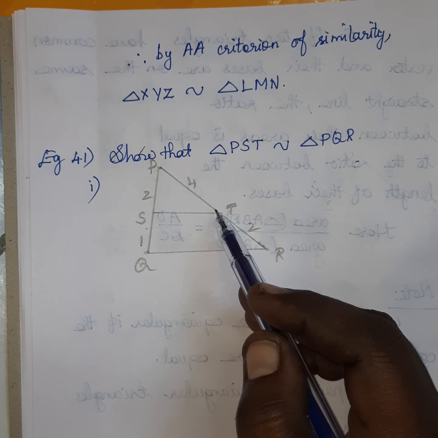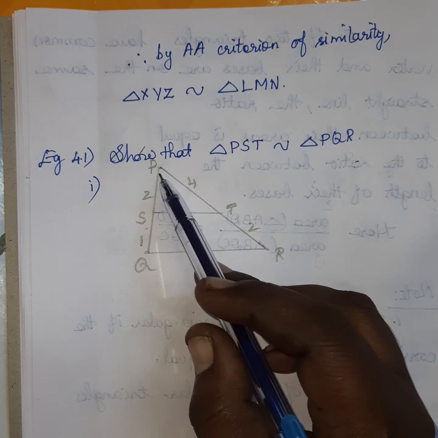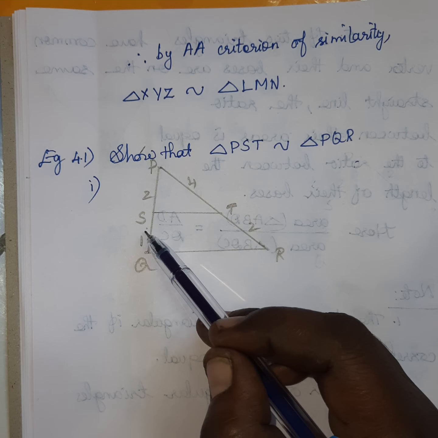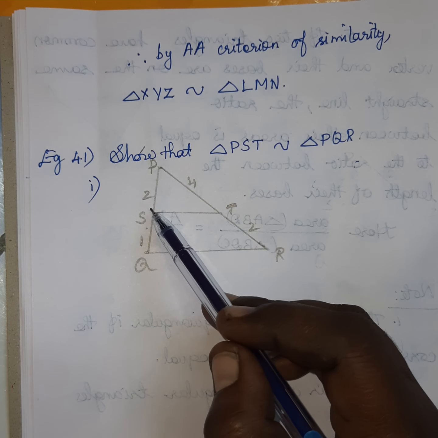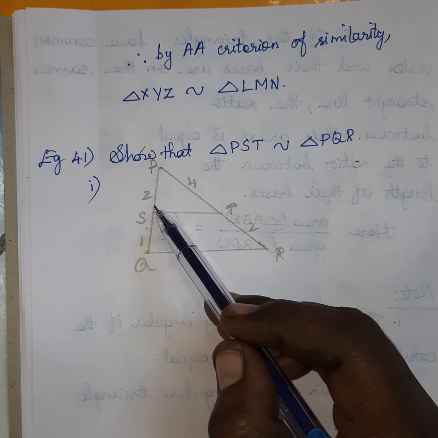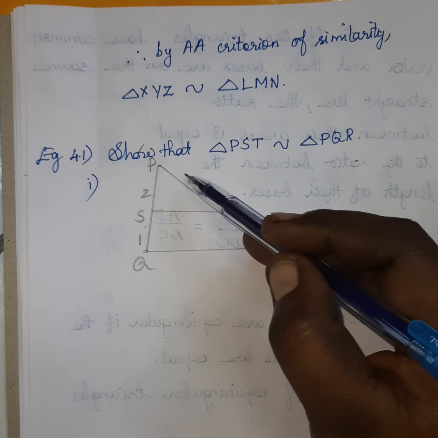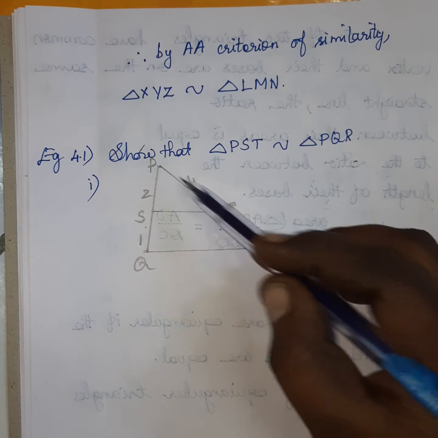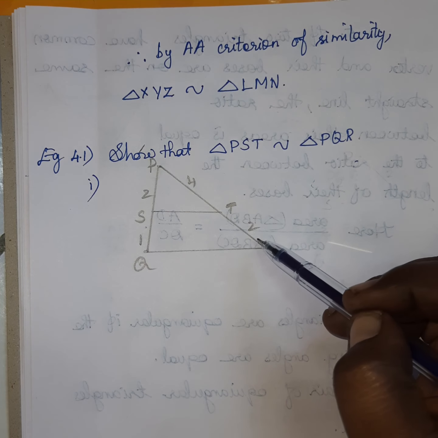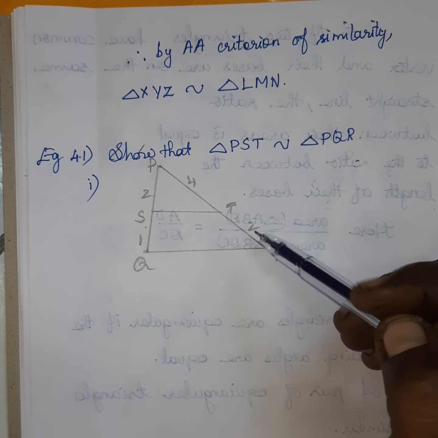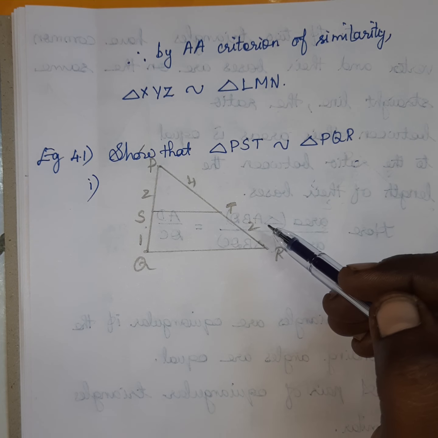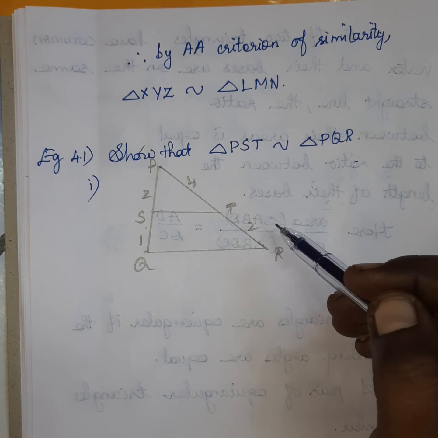So we can check the sides. What about the PQ side? PQ is PS plus SQ, that is 2 plus 1. What about the PS side? It is 2. Here PT is given, PT equal to 4 and TR equal to 2, so totally PR is equal to 4 plus 2. Using these measures, we can find the side ratios. If the ratios are equal, we can say the corresponding sides are proportional.